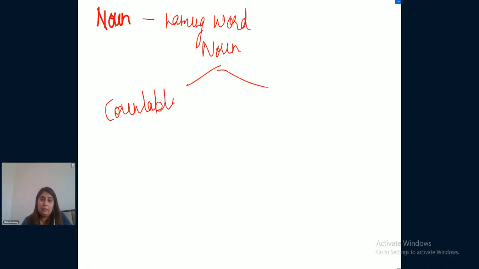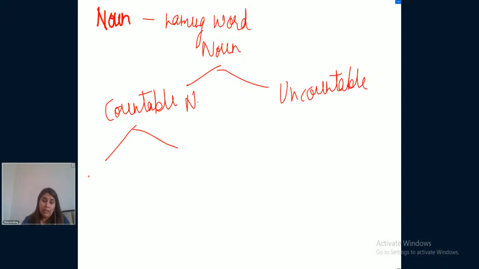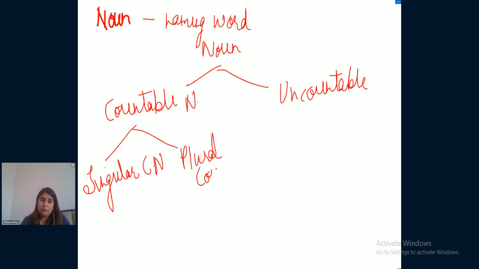One is countable nouns, and the other one is uncountable nouns, right? And countable nouns are further of two types: singular countable noun and plural countable noun, right? Noun is a naming word. Noun is of two types. One is countable noun, another one is uncountable noun. Countable nouns are of further two types: singular countable noun and plural countable noun.